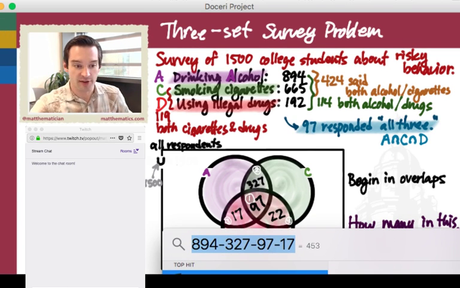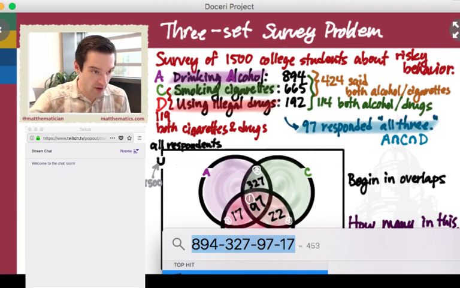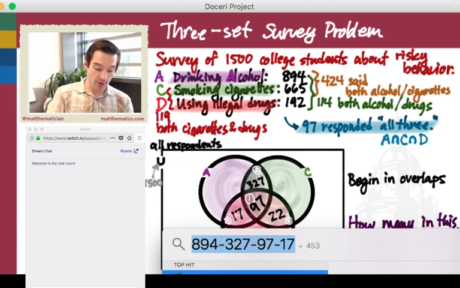Let me try and sneak this in here. There we go. So in total, the number of people in this survey who only drink alcohol and don't do the other 2 of these risky behaviors, there's 453 of them. So that's what I'll put in this part of my Venn diagram. And again, consistency check. If we added together this 453, this 327, 97, and 17, I add all of them together, those should account for all of my alcohol drinkers. And sure enough, when I add those numbers together, I get 894. So that means that we're on the right track. And that was the 5th region that we figured out. So let me get that little label in here, just in case you look back at this picture later.